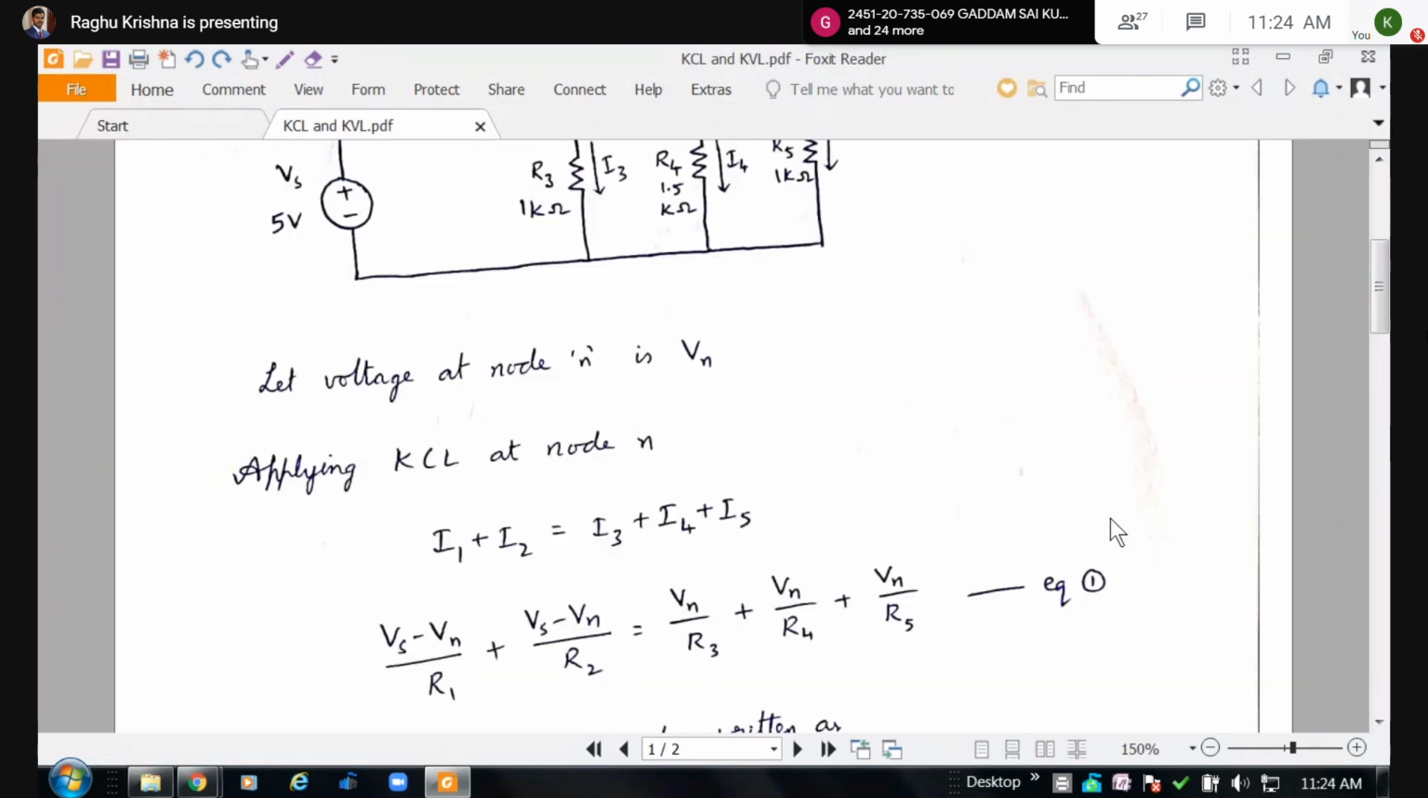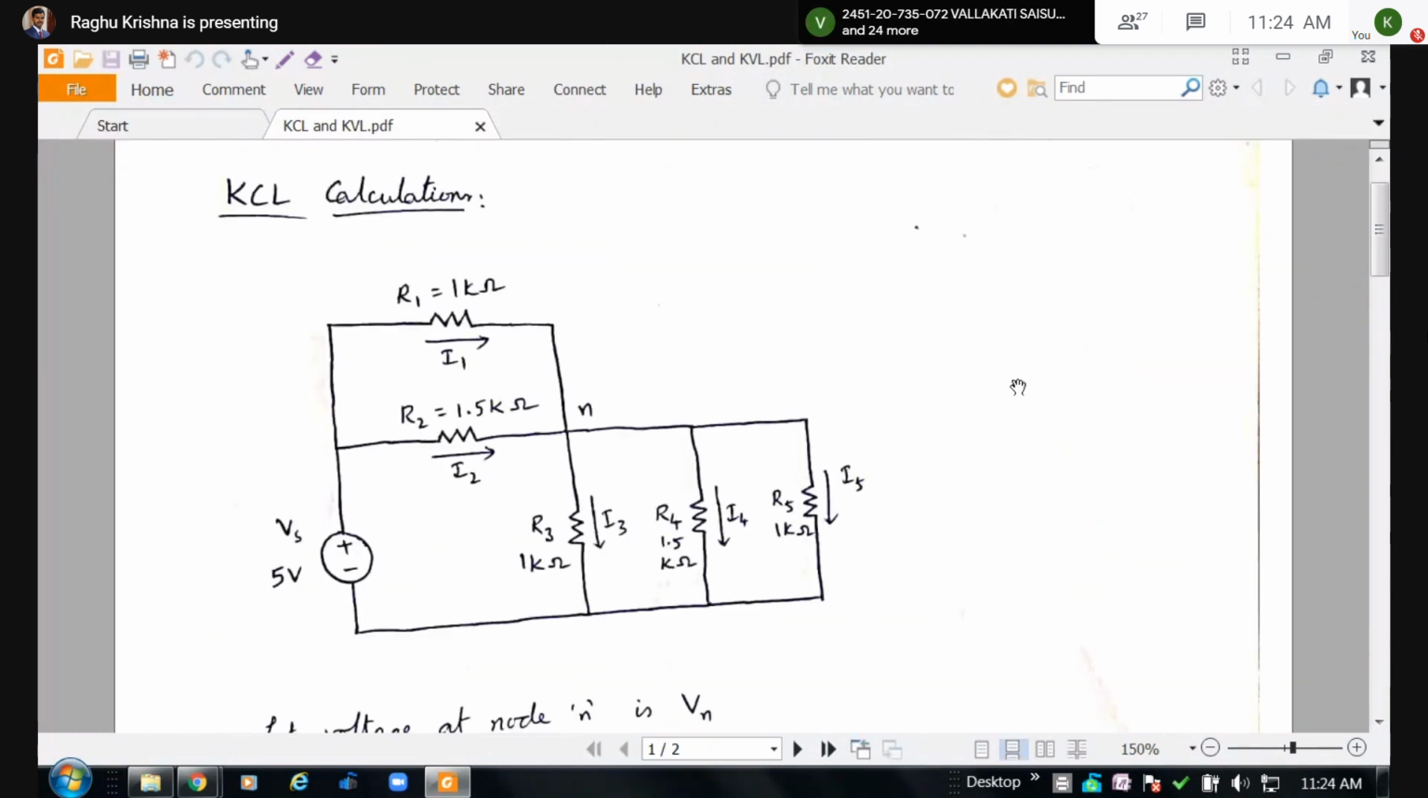In the last class, I completed KCL. So once again, I will repeat this one. KCL states that the algebraic sum of currents meeting at a node is equal to 0.